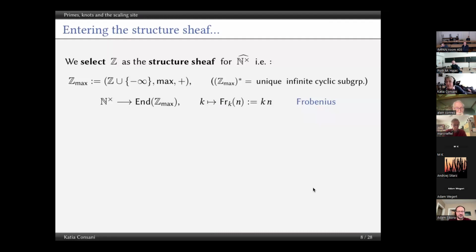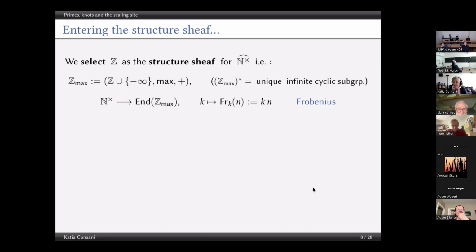This is typical in algebraic geometry. You have Spec Z and its structure sheaf, and it's only the pair that gives fundamental information about the topological space. So which structure sheaf? Well, it certainly should be a structure sheaf with an action of N cross, and we want to reach Z. So the intuition is to start with a structure sheaf, pre-sheaf, sheaf, because of the topology, which is Zmax. And Zmax is by definition the integers union minus infinity, where the first operation, the addition, is the max, and the second operation is the plus. So by the way, Zmax has inside the very important and unique subgroup which is infinite and cyclic, which is Zmax star.